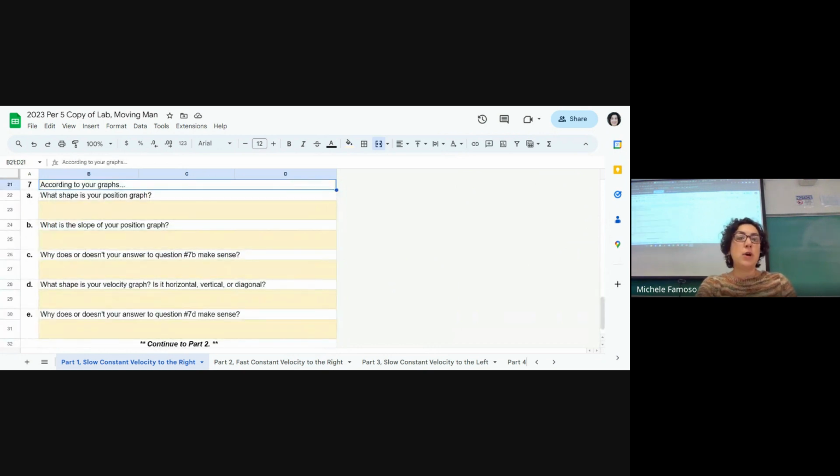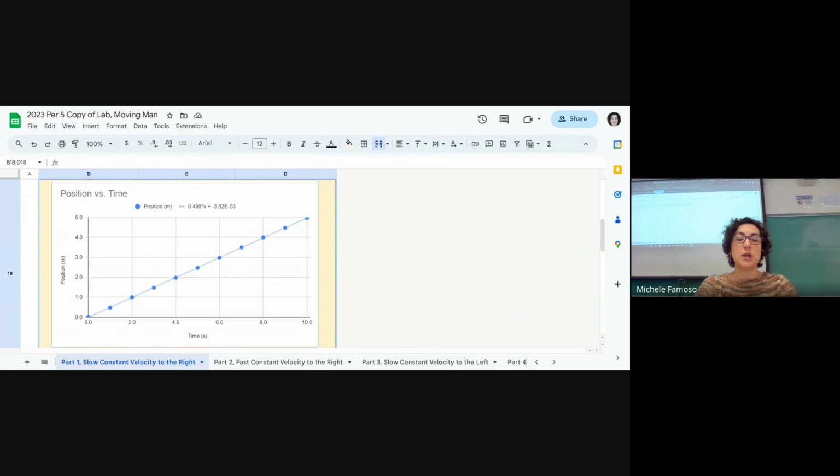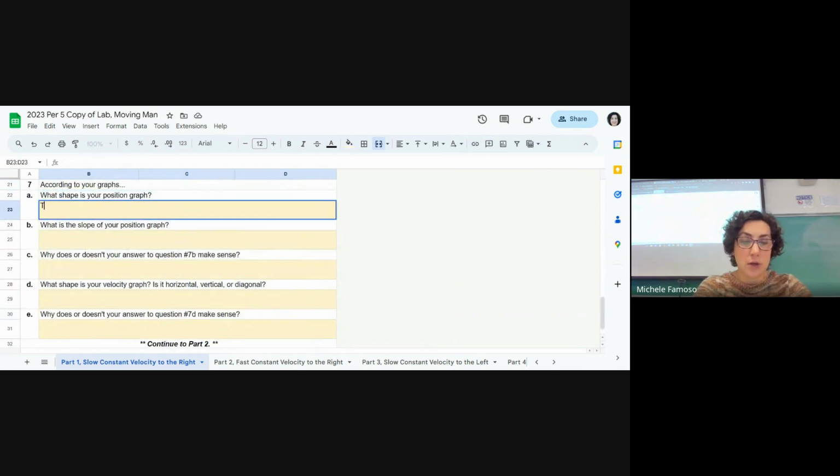All right. Now we're going to answer some questions before we continue to part 2. So according to the graphs, first question asks, what is the shape of the position graph? So let's look at the position graph, which is this one. What is the shape of that? It is a diagonal line. All right, so the position graph is a diagonal line. You can type that in there. The position graph is a diagonal line.